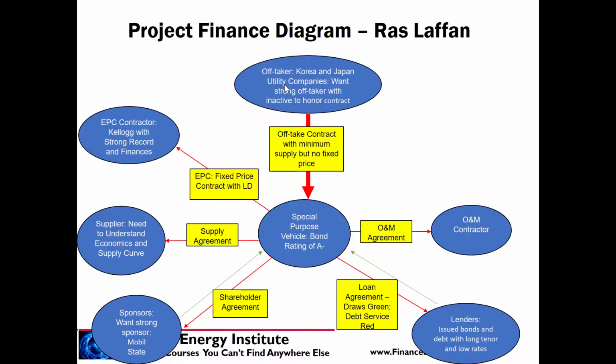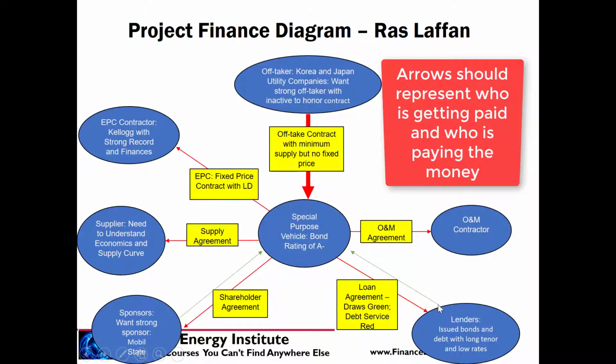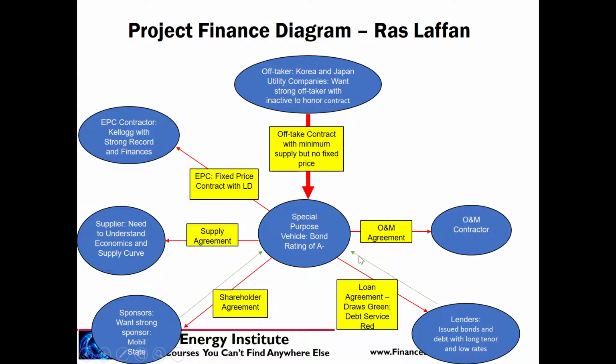Okay, and if you're doing any kind of risk analysis, you should figure out who's giving the money. So shareholders give money and want it back, loans give money and want it back, EPC take money to do the project, O&M take money, suppliers take money, and then the big deal is the off-taker gives the money, and you got to understand this.